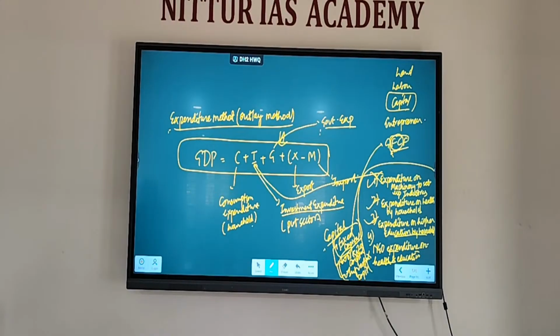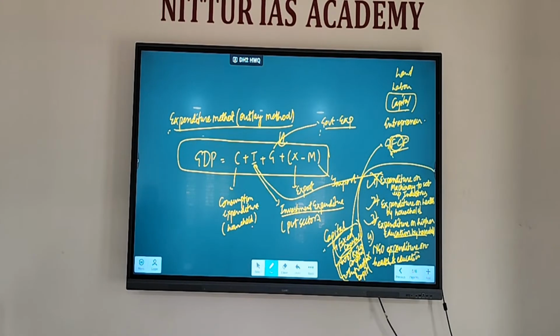Government expenditure. This includes the total spending of the government on goods and services for direct public consumption, such as spending on public schools, healthcare, defense expenditure, etc.